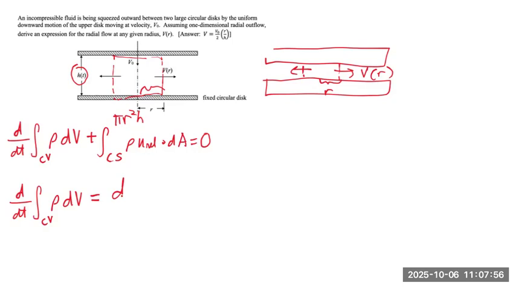So this will give us d/dt of the integral of rho dV, and dV is already taken care of by this differential volume, the volume of the control volume, which is pi r squared h. So d/dt times rho of pi r squared h.